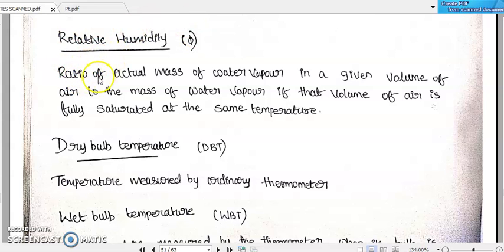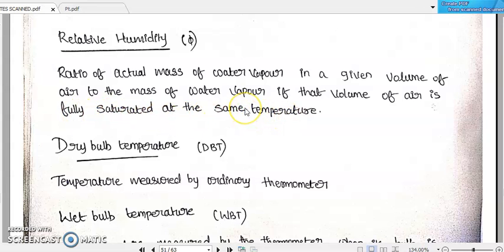It is the ratio of actual mass of water vapor in a given volume of air. So please read carefully. This is the ratio of actual mass of water vapor, not in unit mass of dry air, but in a given volume of air or given volume of dry air, to the mass of water vapor if that volume of air was fully saturated at the same temperature.